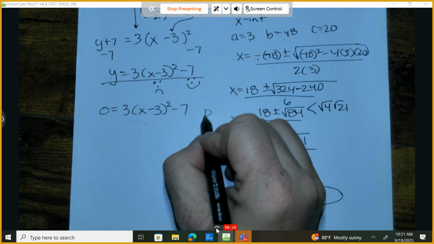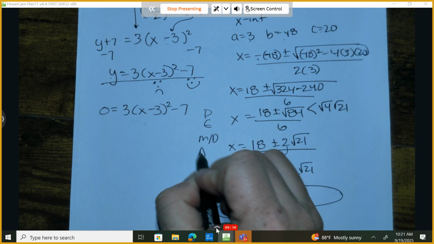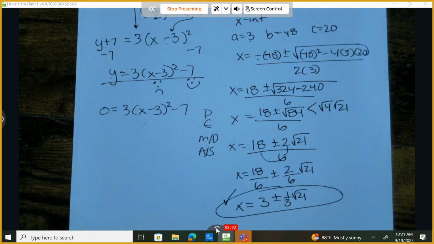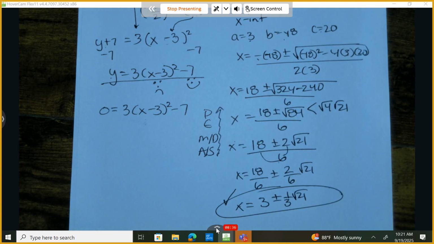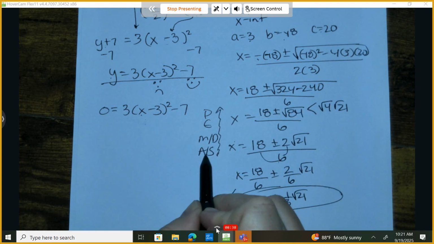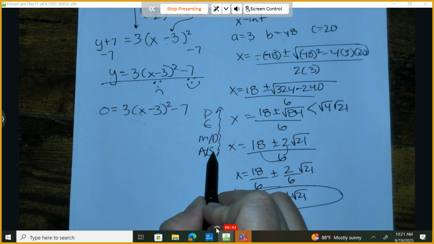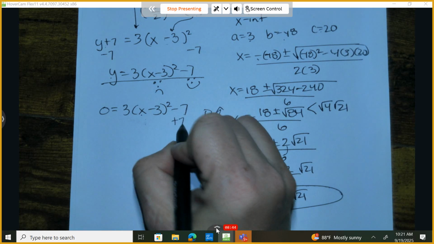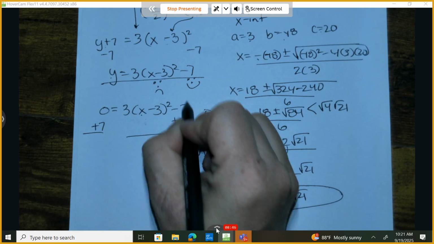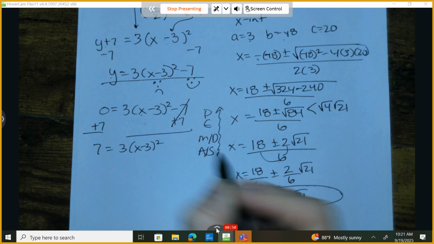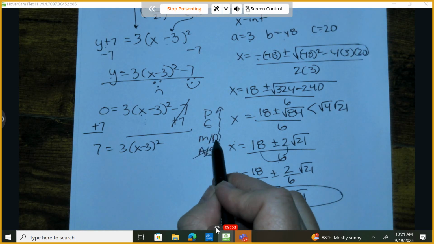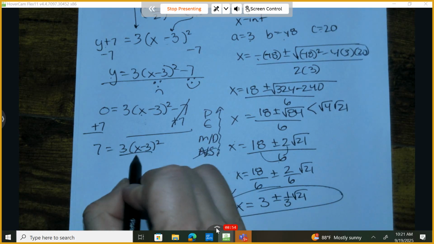So when I go about using the vertex method as a way to find the x-intercepts, I'm going to use PEMDAS backwards. What does that mean? On the side that has the variable, I'm going to ask myself, outside of the parentheses, is there any adding or subtracting that has to be removed? There is. Opposite of subtracting 7 is adding 7. Now, is there any multiplying or dividing? Yeah, there is. Dividing by 3.